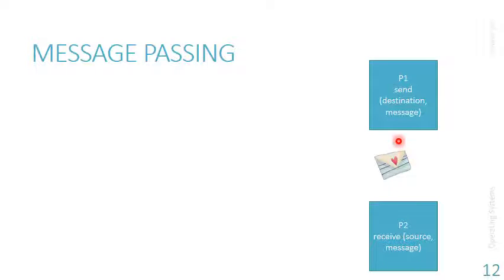And the message should contain, in order to know how to route it, the destination process, because there might be more than two processes. So P1 needs to say that it's meant to go to process number 2 and not process number Z, for instance. Right, and the content of the message itself.